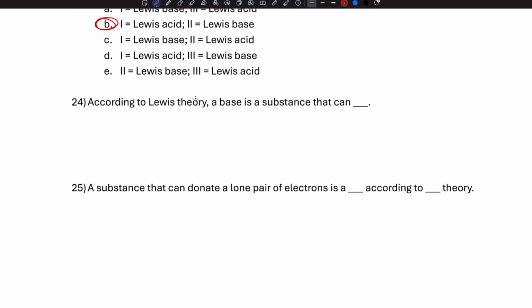To summarize, we're going to wrap up with defining, again, some interesting things about Lewis theory. So according to Lewis theory, a base is a substance that can donate a pair of electrons. And 25 is repeating this concept. A substance that can donate a lone pair of electrons is a base according to Lewis theory. These two questions conclude the explainer for the worksheet for Lewis acid-base theory.